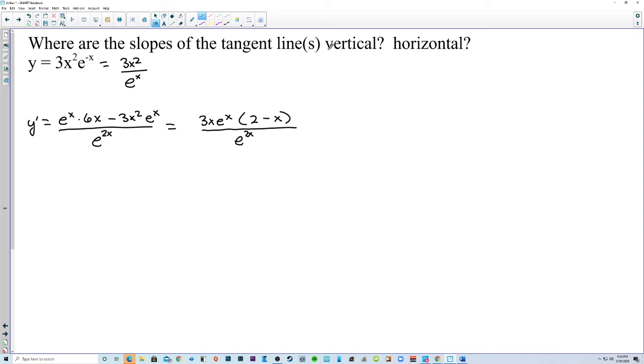So where are the slopes of the lines vertical? So vertical is nowhere. We cannot make e to the 2x 0. So none. Horizontal, on top, we have 0 and 2. So x equals 0, x equals 2.